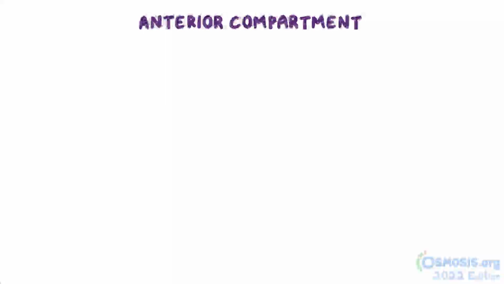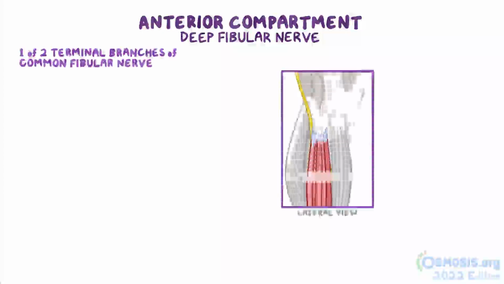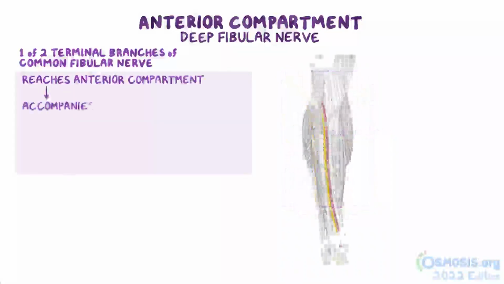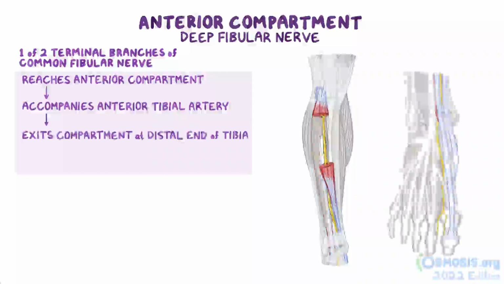Now, let's talk about the neurovascular structures in the anterior compartment of the leg. The main nerve of the anterior compartment is the deep fibular nerve. It's one of the 2 terminal branches of the common fibular nerve, arising between the fibularis longus muscle and the neck of the fibula. After its entry into the anterior compartment, the deep fibular nerve accompanies the anterior tibial artery, first between the tibialis anterior and extensor digitorum longus, and then between the tibialis anterior and extensor hallucis longus. It then exits the compartment at the distal end of the tibia and enters the dorsum of the foot.